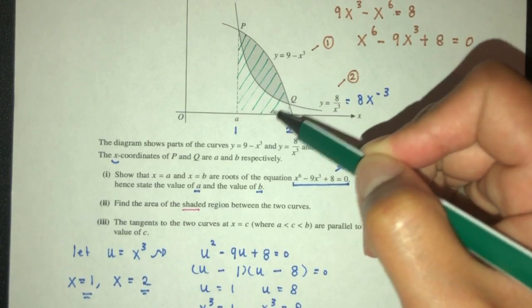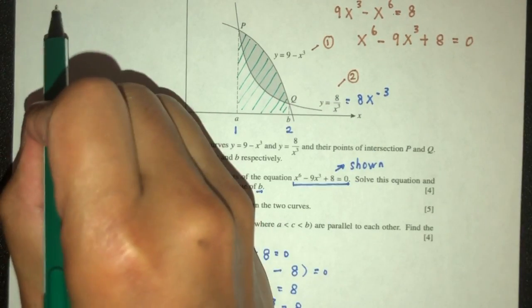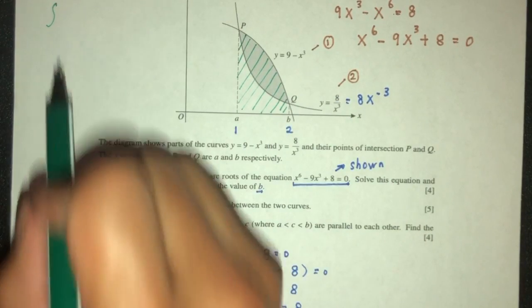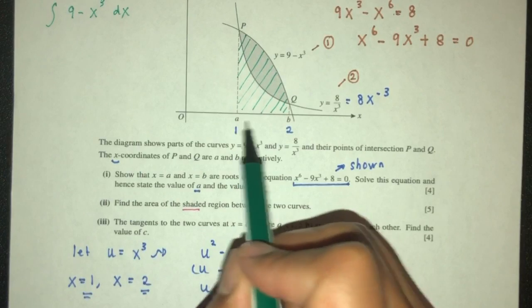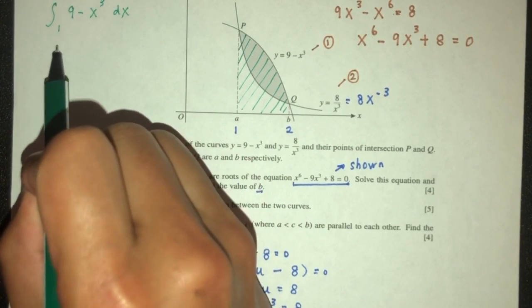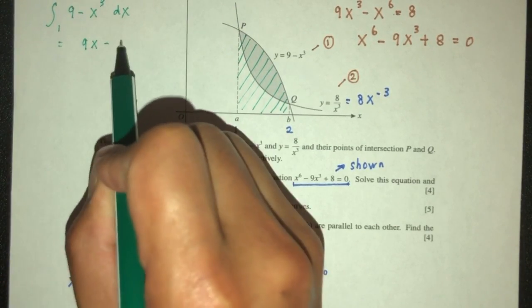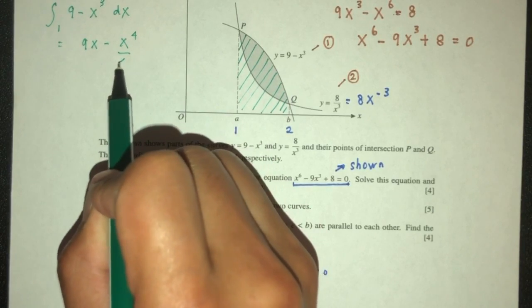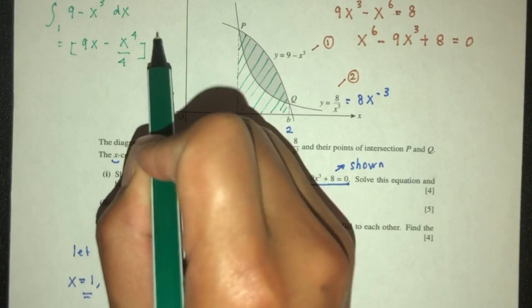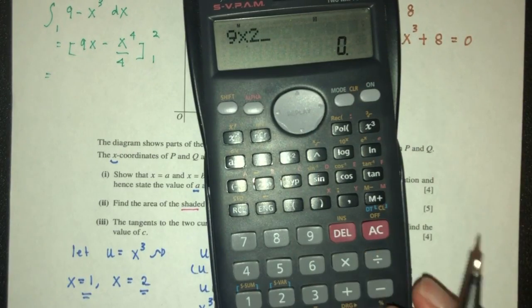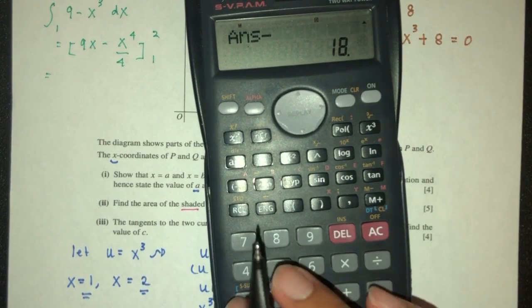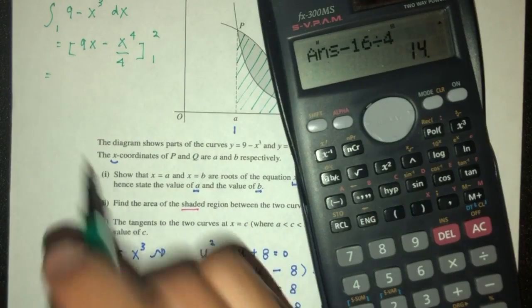That's the first step. That will be the area under the first curve on top, that is the integral of 9 minus x cubed with respect to dx, limits 2 and 1. That will be 9x minus x power 4 over 4, evaluated from 2 to 1. So replace: 9 times 2 is 18 minus 16 divided by 4. That should be 14.